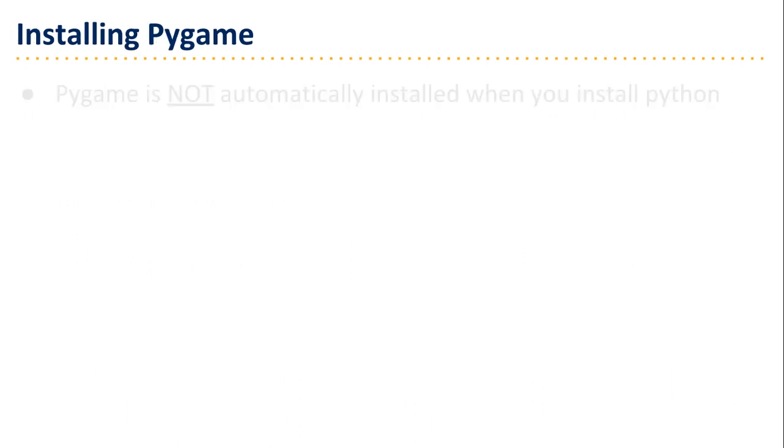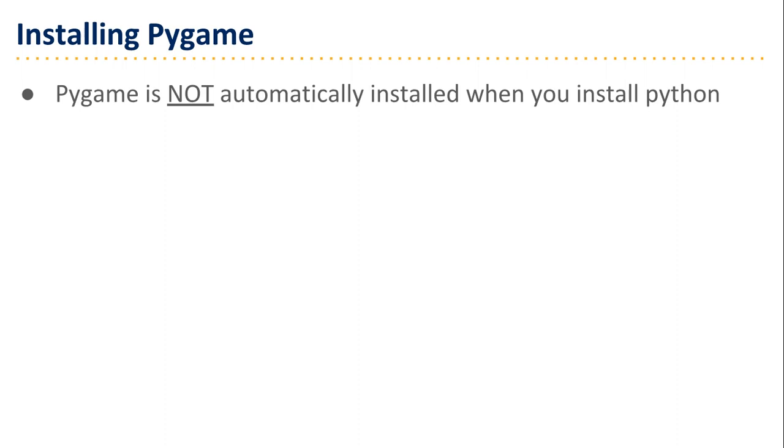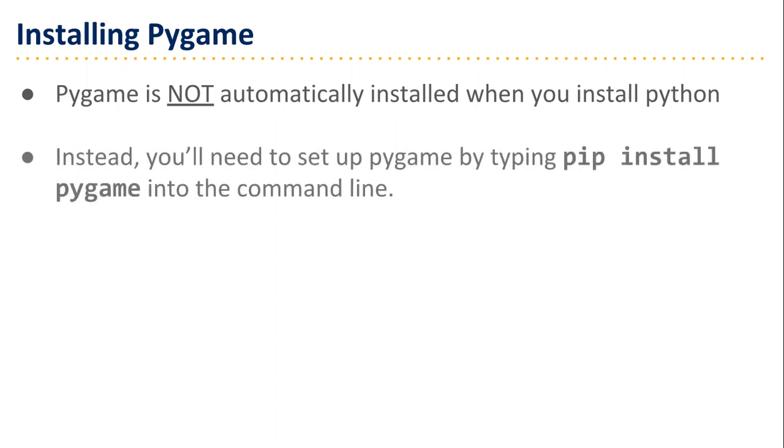So how do you install Pygame? Well, first note that Pygame is not automatically installed when you install Python. Some things are, like you can just use Python's built-in sum function or something. If you just turn on Python and try to type pygame.image.load, you're going to get an error message. That's not a built-in function. You have to first install Pygame on your machine.